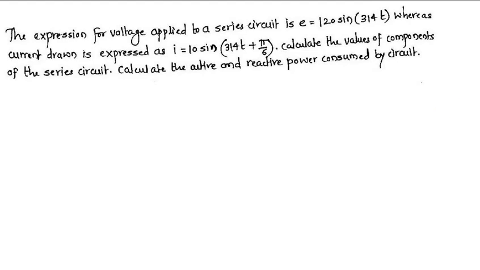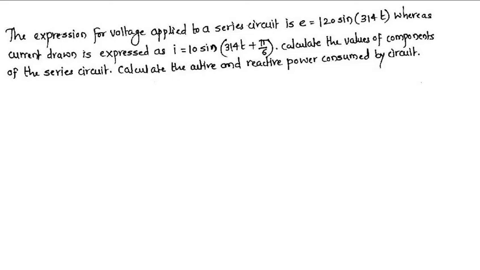Hello students, in this video we will solve another kind of a numerical based on series RC circuit. So let's read the numerical first. The expression for voltage applied to a series circuit is E is equal to 120 sin 314t, whereas current drawn is expressed as I is equal to 10 sin of (314t plus pi by 6). Pi by 6 radian is, in this case, 30 degrees.